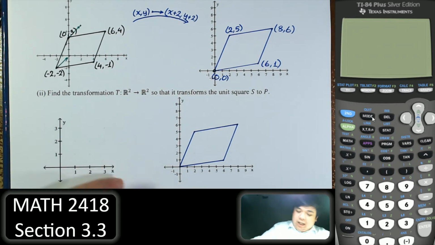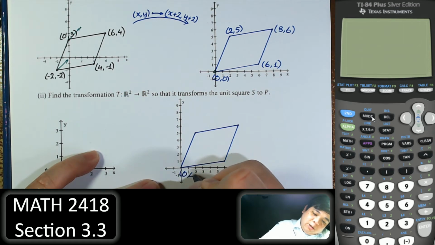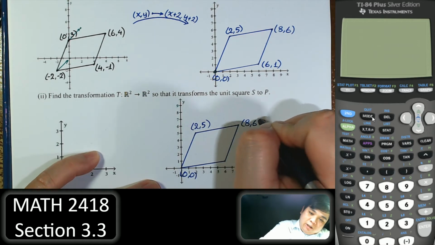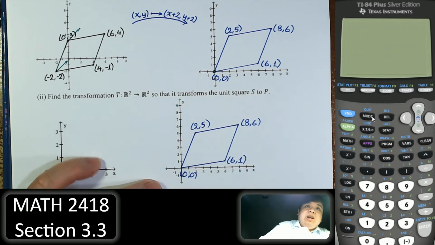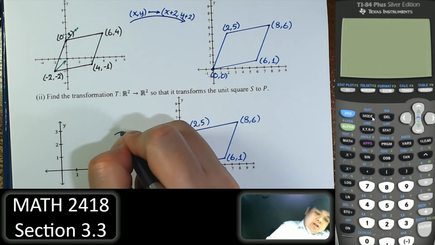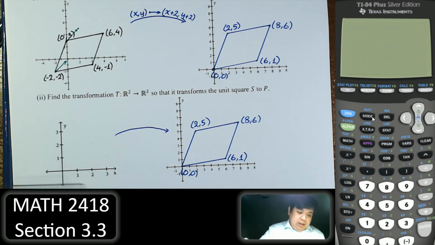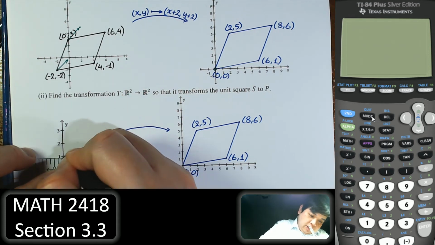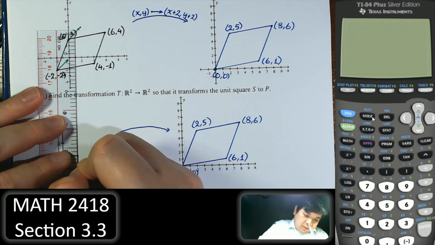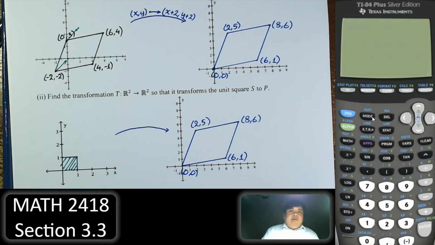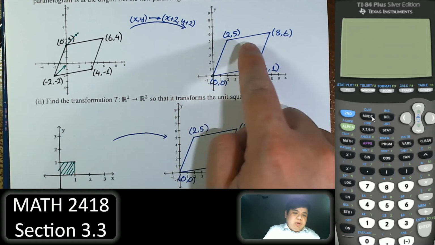Right. Again, let's write the coordinates 0, 0, 2 and 5, 8 and 6, 6 and 1. Now we'll ask to find the transformation to go from here to there. And what we're actually going from is the unit square. Before going any further, you ask, why do we have to use the unit square here? Well, and why do we have to move this to 0?